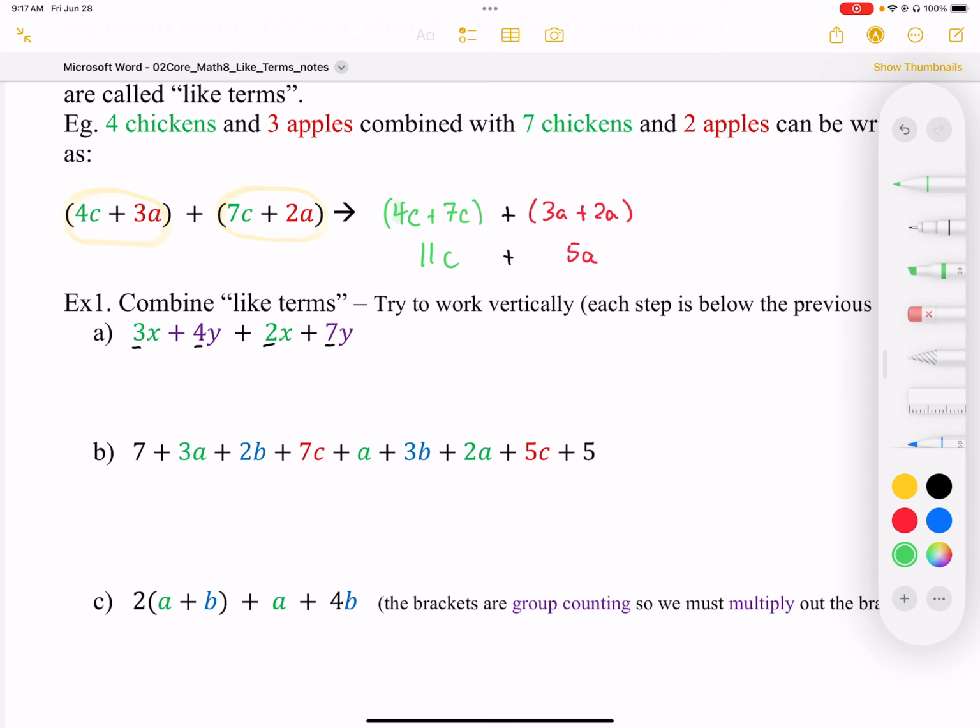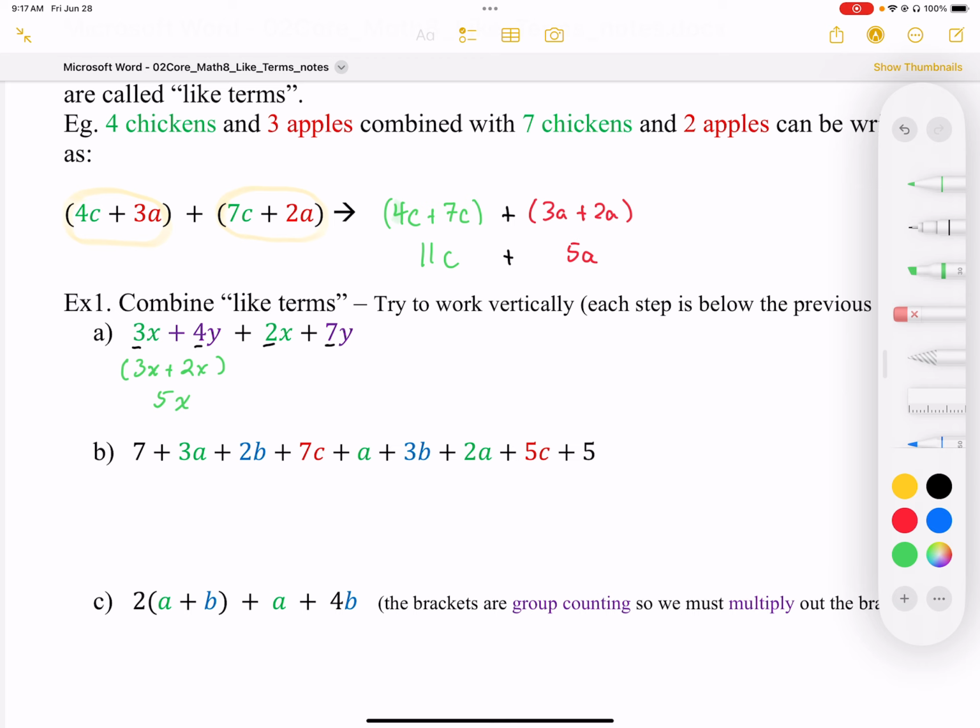Now, we should try to work vertically. So as I do my combining, I'm going to count my 3 x's and 2 x's together in the next line. So I get 5x, and notice that my work is vertical. There's no equals in here. The equals is implied. 3 plus 2 equals 5.